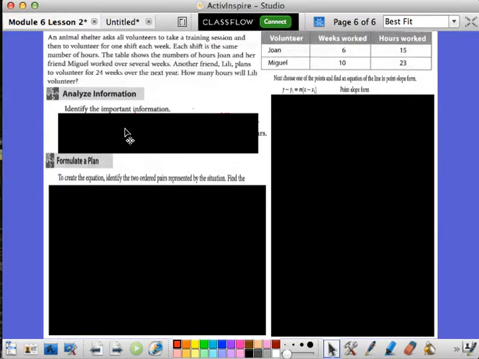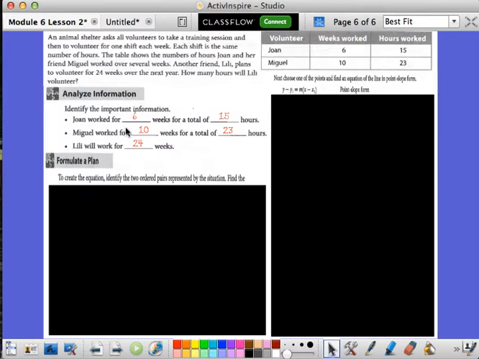So first, identify the important information. Sound familiar? It's important to know that Joan worked for 6 weeks for a total of 15 hours. Miguel worked for 10 weeks for a total of 23 hours. And we know that Lily will work for 24 weeks. We don't know how many hours that is, and the fact that it's throughout the year is not important, okay? So that's why it's not in here.